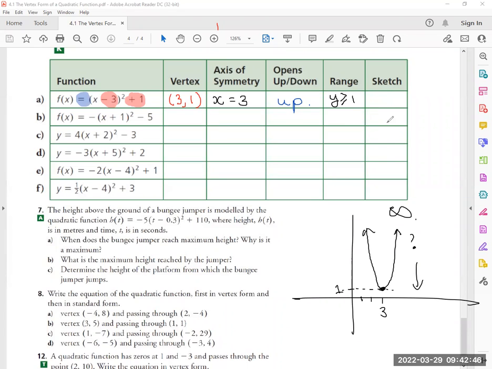I'm going to call this sketch number 1. Yeah, I'm going to draw that here. Go ahead and match. And that's it. Just from the vertex form, you can pull out all that information.